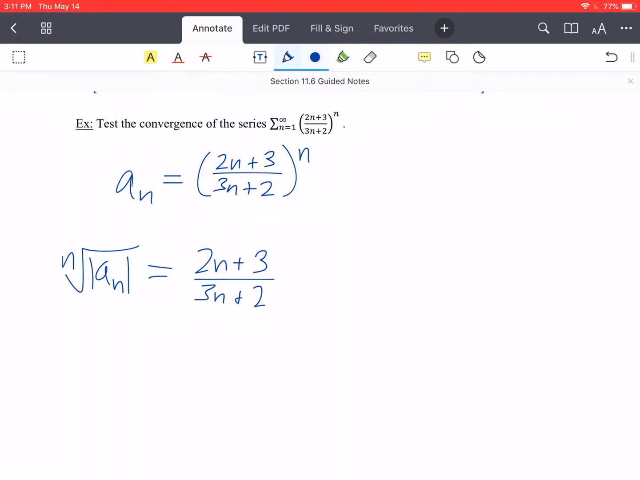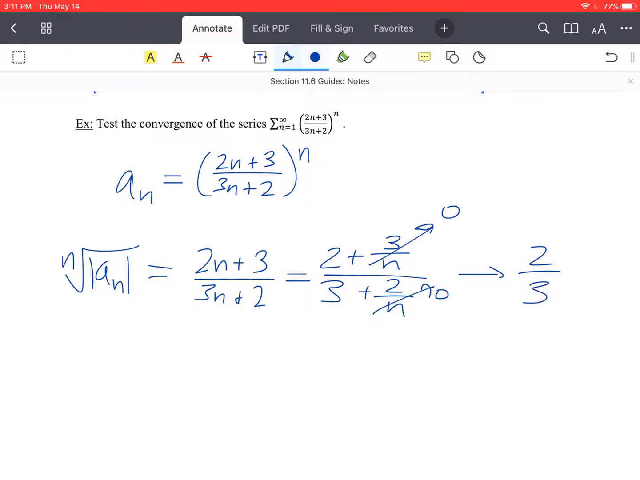And then when we take the nth root of the nth power, they're inverse operators on each other. They undo each other, or you can think of it as they cancel each other out. So all we're going to have left is 2n plus 3 over 3n plus 2, and that's precisely why we like using the root test on high powers, because it gets rid of the power. Now we can just play around with this as we normally would with limits, so that becomes 2 plus 3 over n over 3 plus 2 over n. As n goes towards infinity, that goes to 0, that goes to 0, so the whole thing goes to 2/3, which is less than 1.